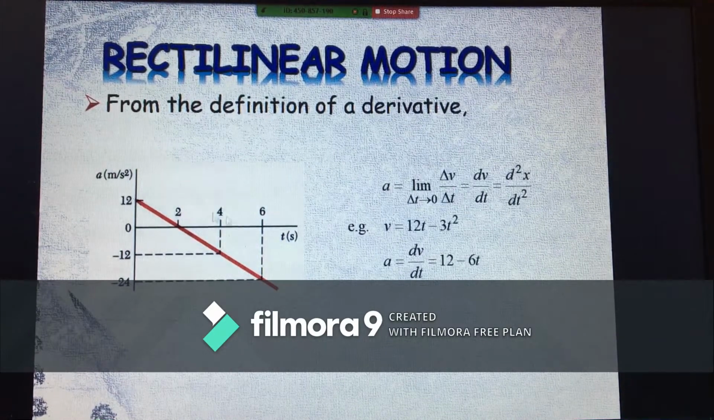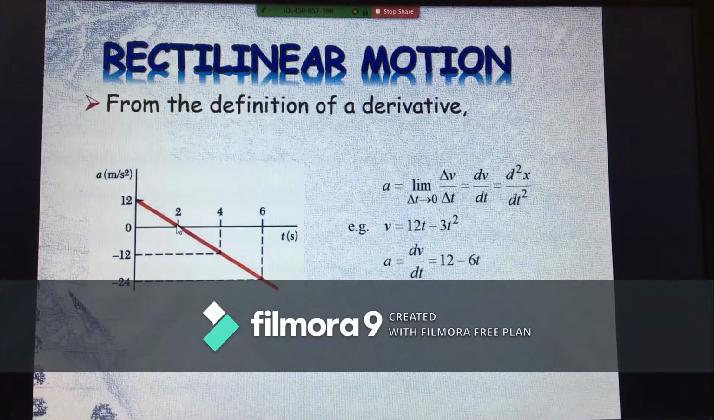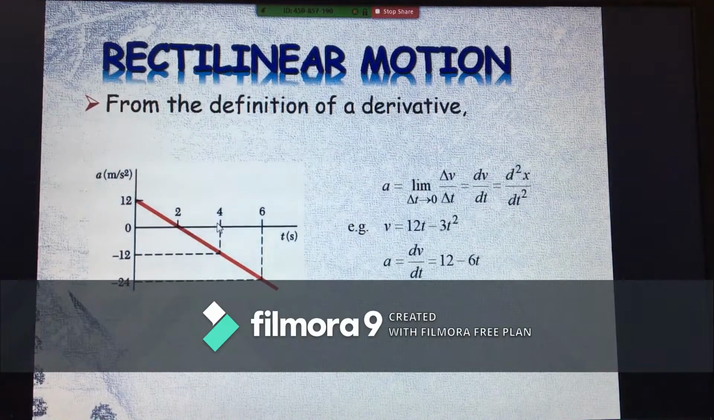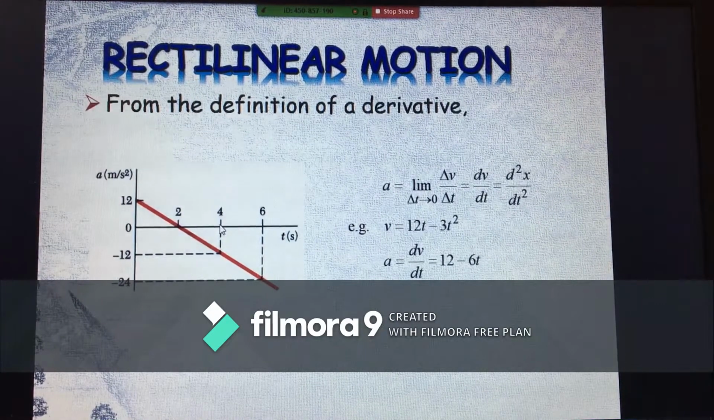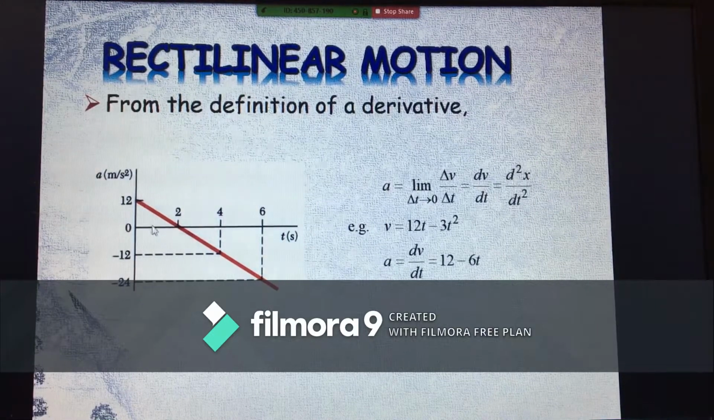When t equal to 2, so 6 times 2, 12. So 12 minus 12, 0. So that's why the acceleration here is 0 at this point. When t is equal to 4 seconds, so we're using the time as in seconds. So when t is equal to 4, so 6 times 4, 24. So 12 minus 24, that is minus 12. Okay? And so on. When t is equal to 6, we have acceleration equal to minus 24. So we have this graph of the acceleration.